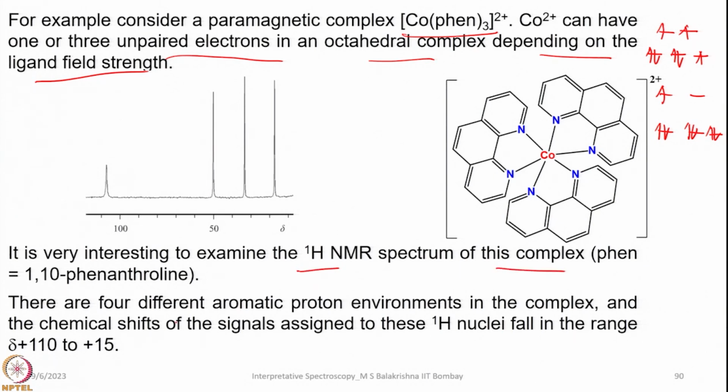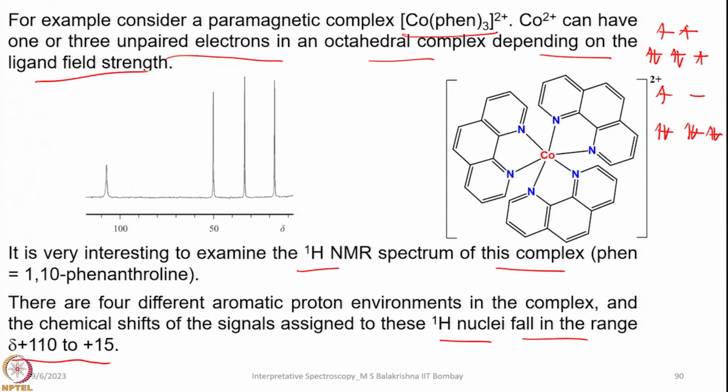There are 4 different aromatic proton environments in this one, and the chemical shifts of the signals assigned to these 1H nuclei fall in the range of plus 10 to 15. So you can see, otherwise in most of the organic molecules the chemical shifts are confined to 1 to 10 ppm, whereas in this case it can go as low as 10 to 15, or in some cases it can also go to minus 15 or minus 20.